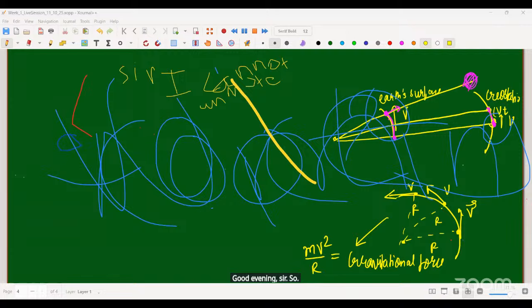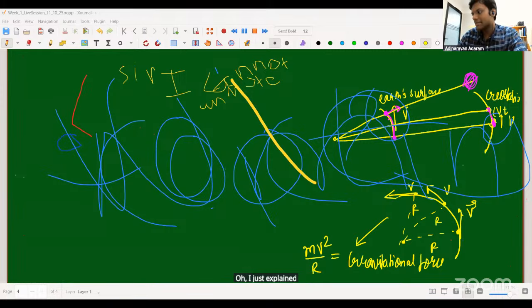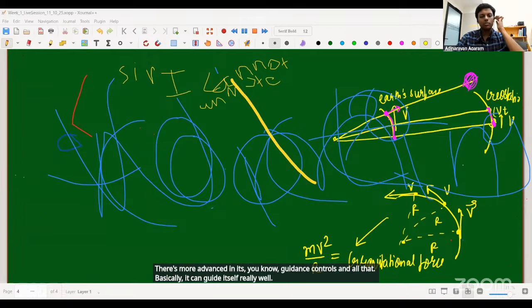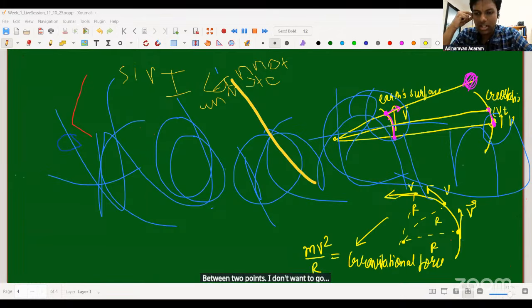So, what is the difference between a missile and a rocket? I just explained it. A missile is basically something which has an advanced control system. It is more advanced in its guidance controls and all that. Basically, it can guide itself really well between 2 points. I don't want to go deeper into this right now, but I think that's the broader classification that we can think of.